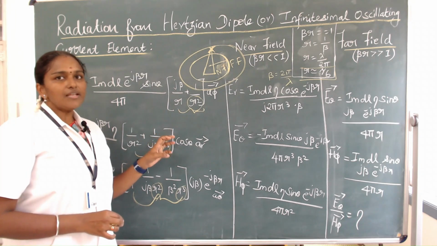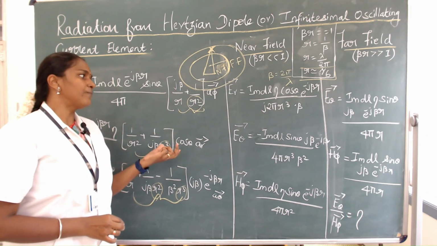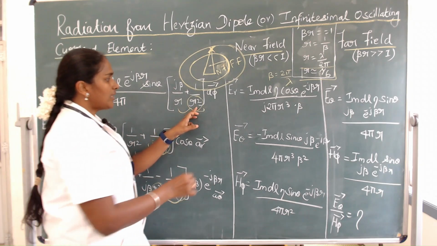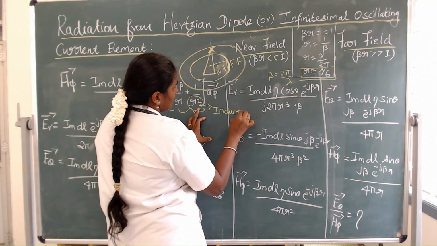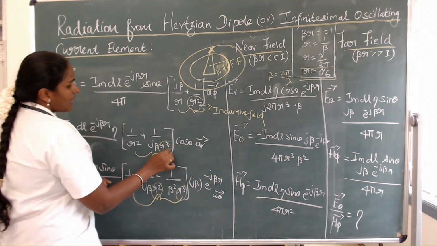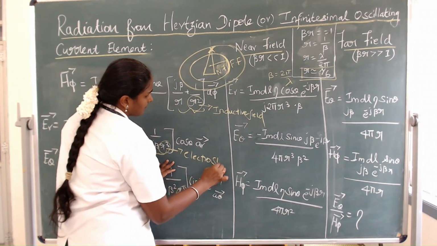So in the near field, radiation will be minimal, but there will be a lot of inductive field and capacitive field available. The 1 by r square term indicates the inductive field. This is mostly an inductive field. The 1 by r cube term is mostly an electrostatic field.